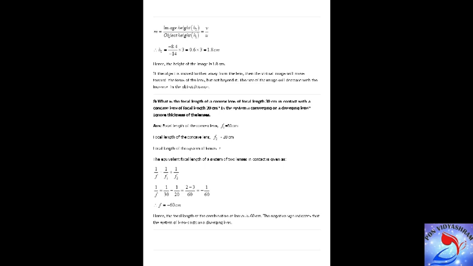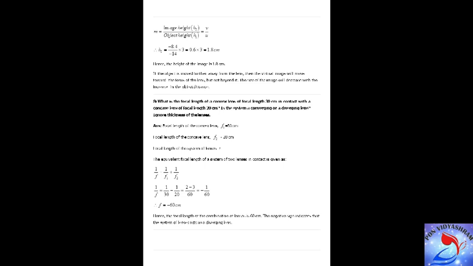Then the last one. What is the focal length of a convex lens of focal length 30 centimeter in contact with a concave lens of focal length 20 centimeter? Is the system a converging or a diverging lens? Here two lenses are joined together, so this is a combination of lenses. The first, convex lens, we will keep as f1. The concave lens we will keep as f2. We have to find the total focal length.